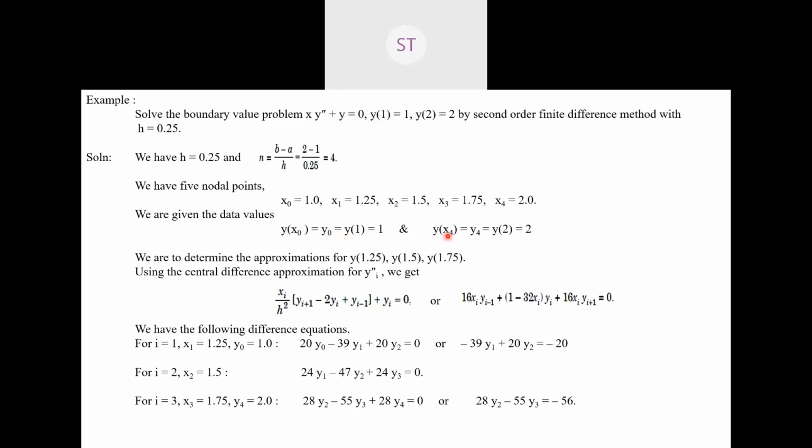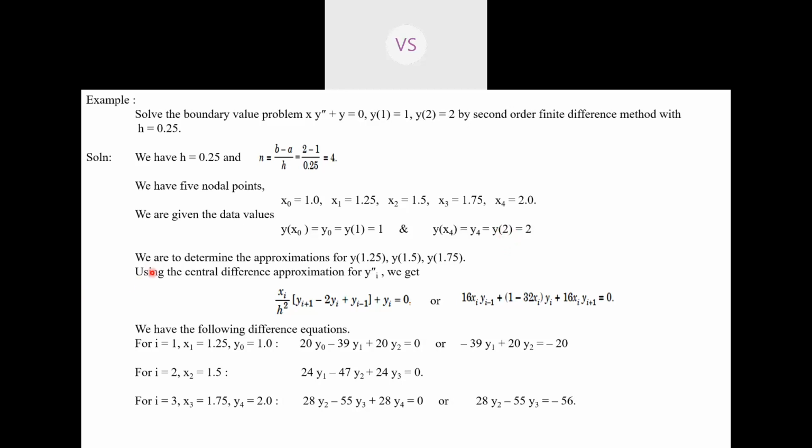When x is equal to x4, what is the value of y? y is equal to y4. When x is equal to x4, y is y4. And what is the value of y4? It is 2. Sorry, at x4 the value of y is equal to 2 over here. You can see, whichever value is present over here, that is the x value. So it is the x4 value.